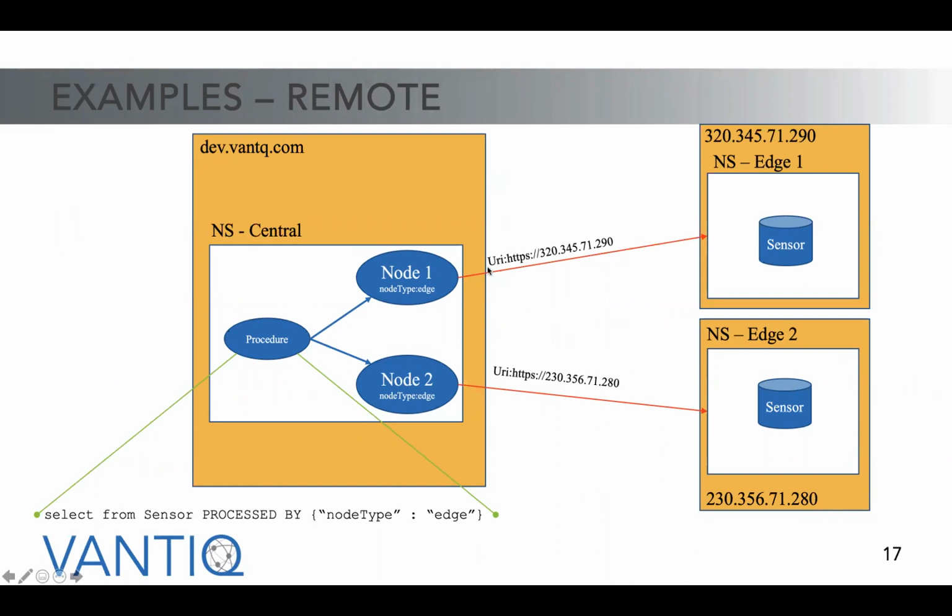We now have a way to create a two-way connection. Instead of HTTPS, we call it VQS, a Vantiq type of connection. So even if the IP address changes, the edge sends the new information back to Vantiq.